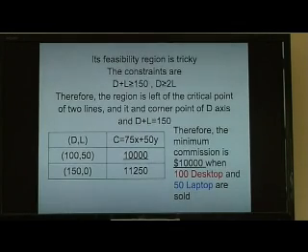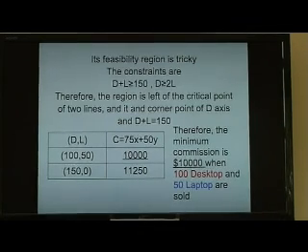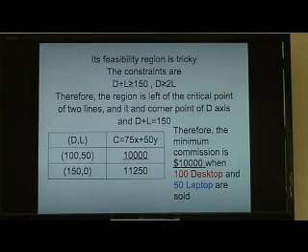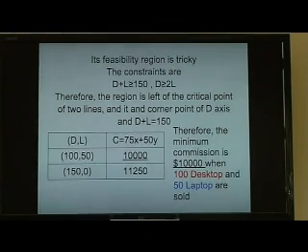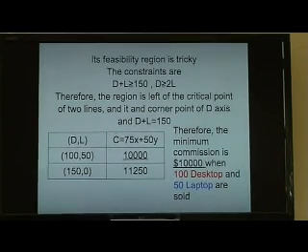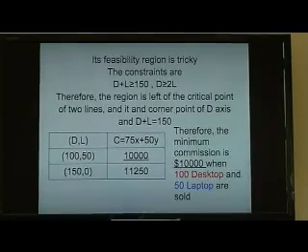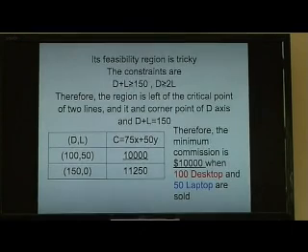Its feasibility region is tricky, and the constraints are D plus L is greater than or equal to 150, and D is greater or equal to 2L. Therefore, the region is to the left of the critical point of the two lines, and the corner points are on the D axis and D plus L equals 150. Therefore, the minimum commission is $10,000 when 100 desktops and 50 laptops are sold.